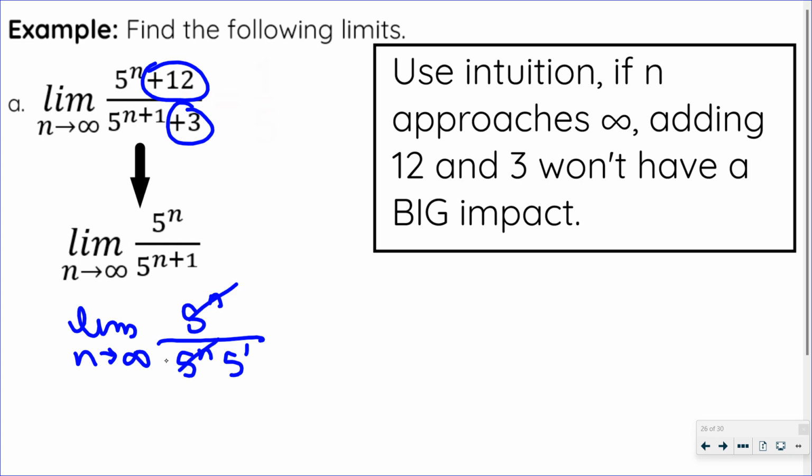So I can see those cancel. So I'm left with the limit as n approaches infinity of 1 over 5. And I remember that the limit of a constant is the constant value itself. So I know this equals 1 over 5.